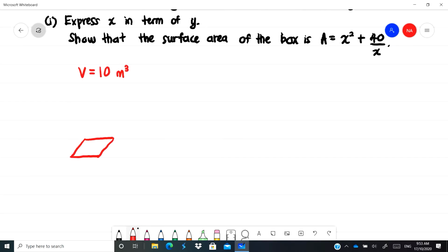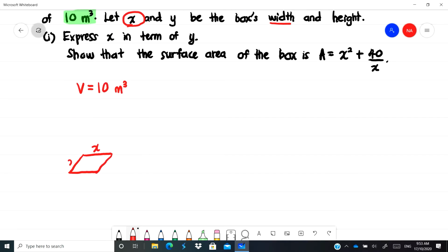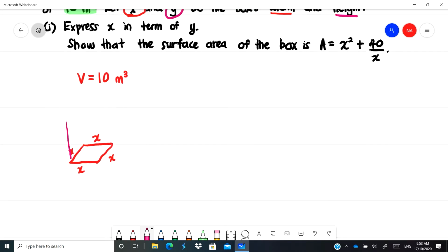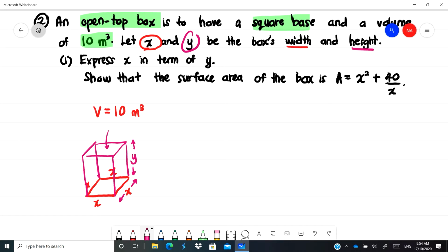Since it should be a square base, the box's width is given by x. Of course, this is x. Then we have the part which is the height, which is y. So we have something like this. Please take note that that is y. We need it to be open here. We don't have any lid over it because it is an open top.